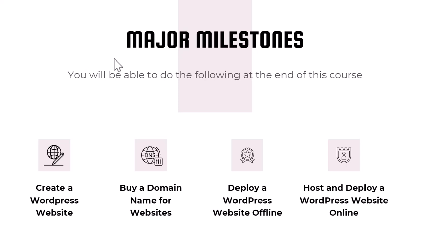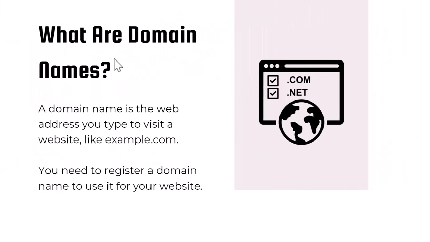All these have their use cases. If you are to learn, you go for deploying a WordPress website offline. So all these things are done in this course. They were practicalized in this course. So you are going to get to know how to do all this, from creating the WordPress website to buying a domain name to hosting it offline to hosting it online. These are things you'll be able to do at the end of this course.